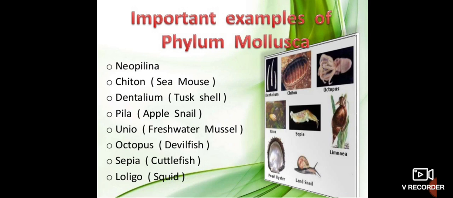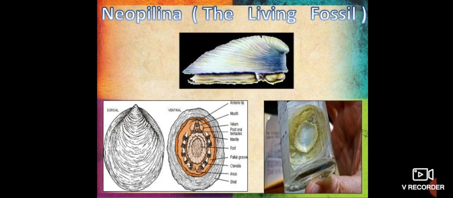Important examples of phylum Mollusca: Neopilina, chiton, which is also known as sea mouse, dentalium, known as tusk shell, pila, known as apple snail, unio, known as freshwater mussel, octopus, known as devilfish, sepia, known as cuttlefish, loligo, known as squid.